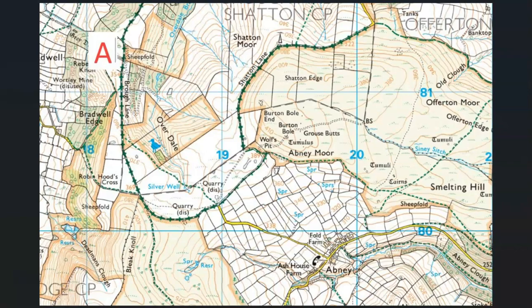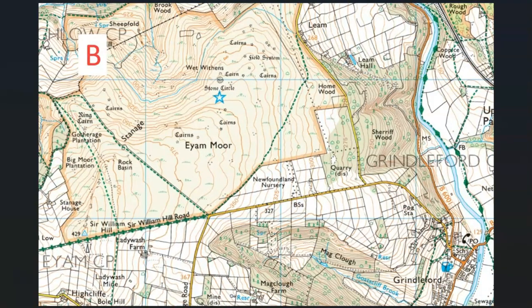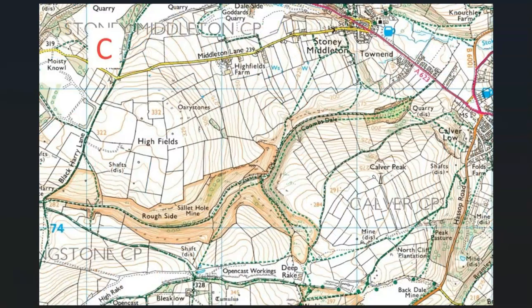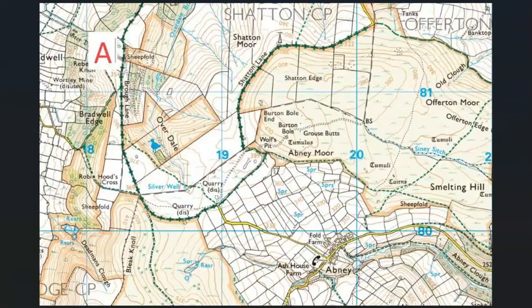So we've got three maps: map A, map B, and map C, and these are all Ordnance Survey 1 to 25,000 scale maps. So let's go back and have a look at that photo in more detail.